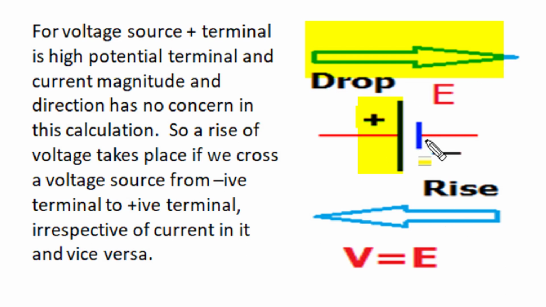So we can understand that voltage rise or voltage drop calculation of an EMF source doesn't depend upon current through that EMF source, irrespective of current value. A movement from high potential to low potential means voltage drop, and a movement from low potential to high potential means a rise in voltage, and rise and drop of voltage is equal to the source EMF magnitude.